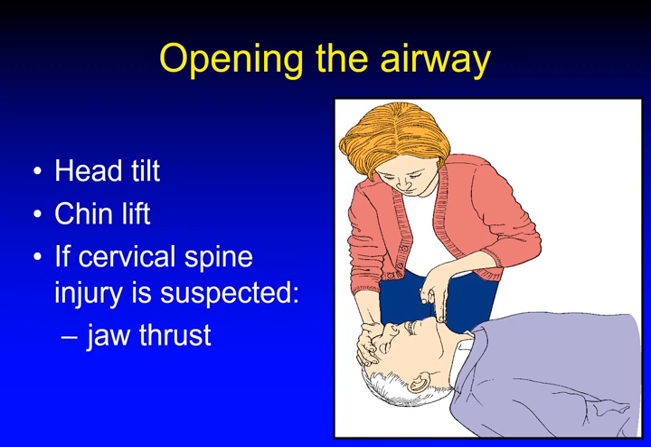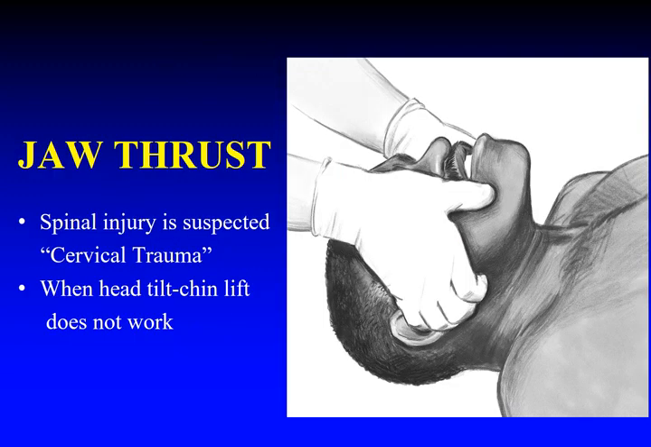But if cervical spine injury is suspected, you can do the jaw thrust maneuver. If a spinal injury is suspected, cervical trauma, or when head tilt chin lift doesn't work, you can move the lower jaw without moving the neck. It will open the airway. So, the airway can be opened either by head tilt chin lift or jaw thrust.